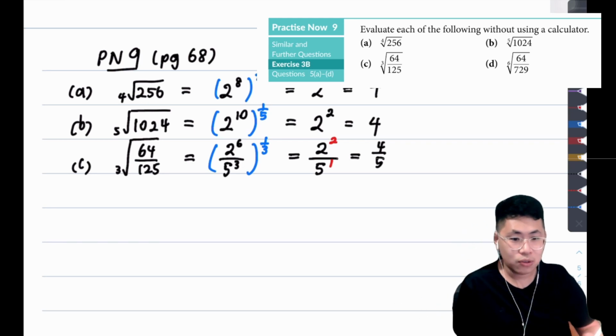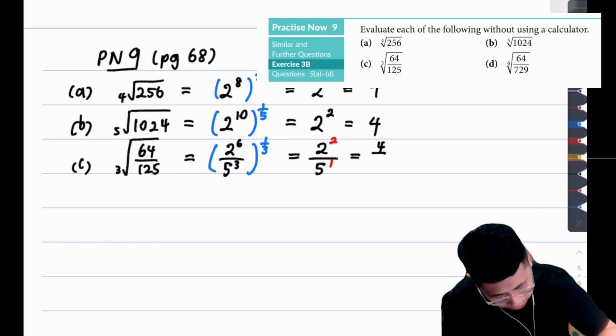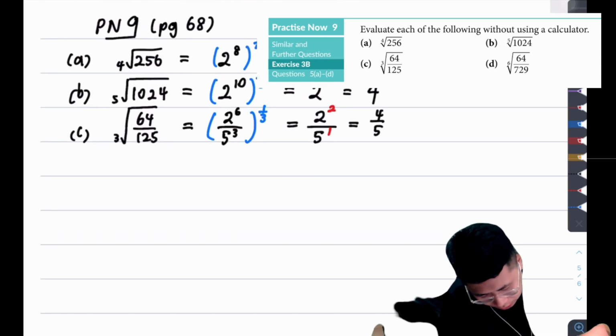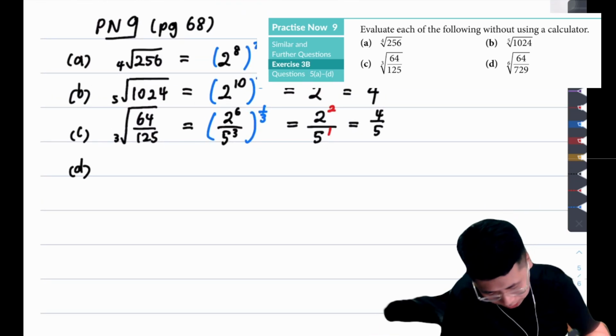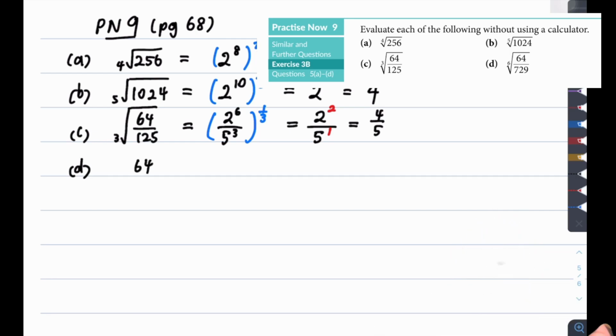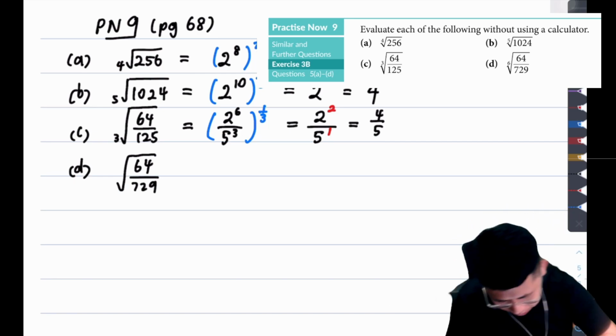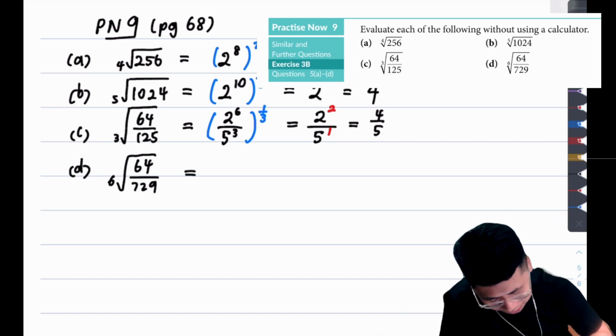Okay, so next, we're going to look at the last one, D. Right, for part D, we have 729, and then the whole thing, what root is this? The 6th root. Okay, so let us dissect a bit.